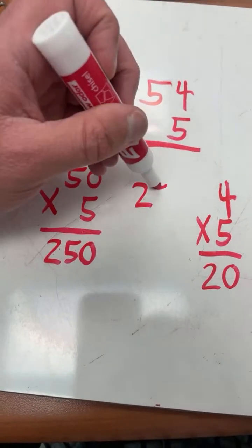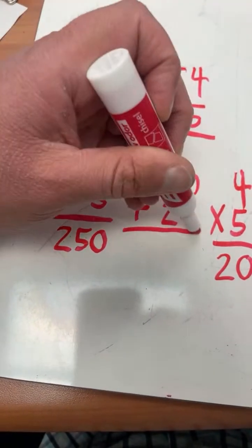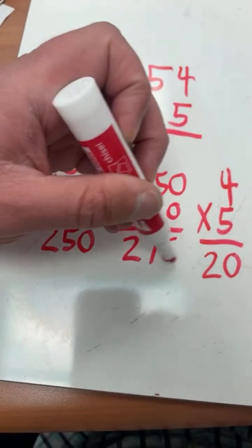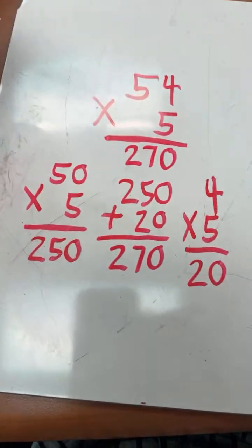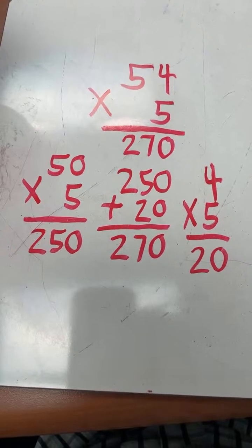So now we have to add 250 plus 20. 250 plus 20 equals 270. So 54 times 5 equals 270.